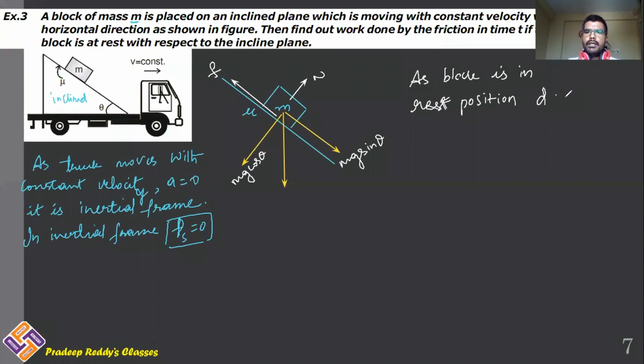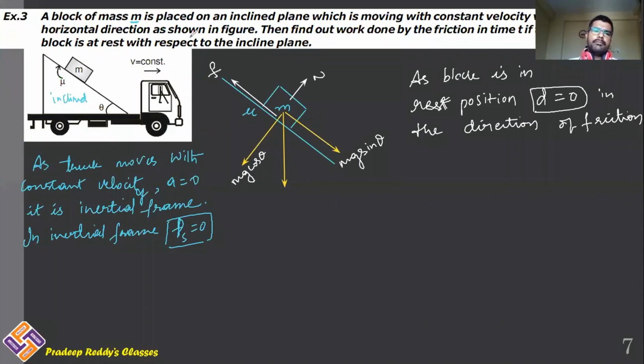Displacement of the block is equal to 0 in the direction of friction. That means this block is neither moving upward nor moving downward. As the block is not moving either upward or downward, displacement of the block will become 0.